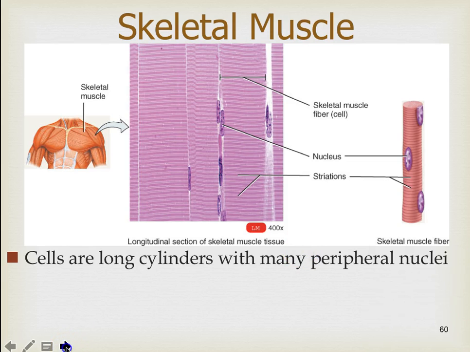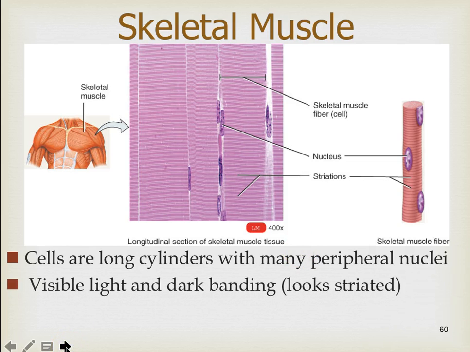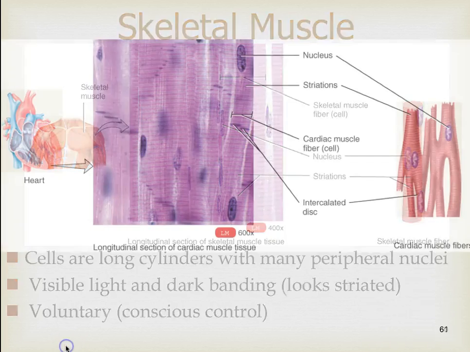Long, cylindrically shaped. You've seen this underneath the microscope. There are light and dark bands that you will see. We'll talk a little bit more about how they occur later in the semester. And they're voluntary. Your skeletal muscles move because you tell them to. Obviously, you can have situations where you have some muscle spasms and things like that. However, you are controlling your skeletal muscles.